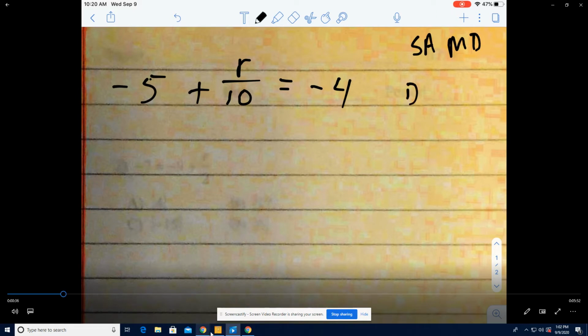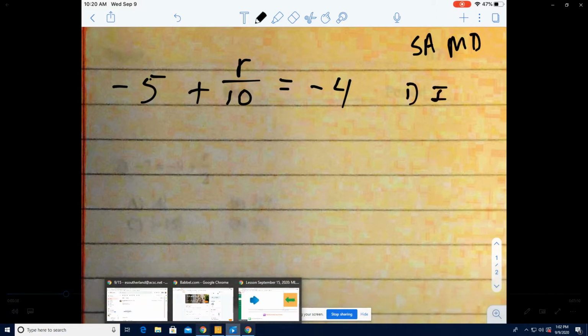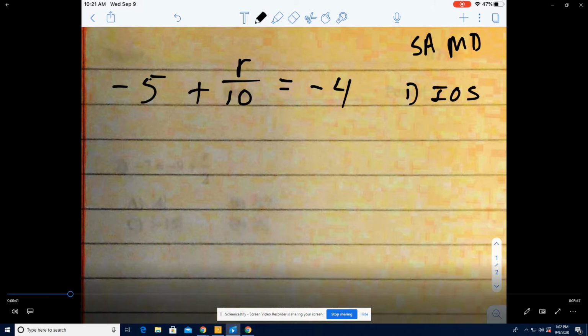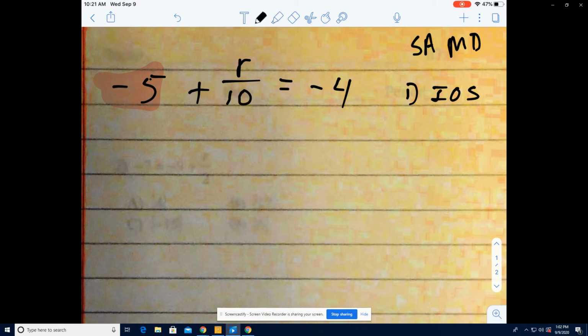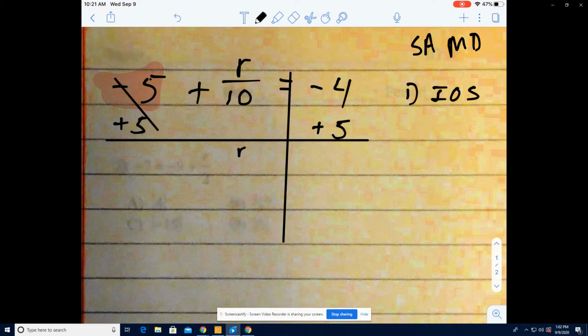So my first step in this is going to be to do the inverse of subtraction, because this negative sign is just like a subtraction sign. So I'm going to do +5, but I want to do it on both sides of the equal sign, so that I can keep the equation balanced. So the 5s cancel, r over 10 drops down, equal sign drops down. -4 plus 5 is 1.